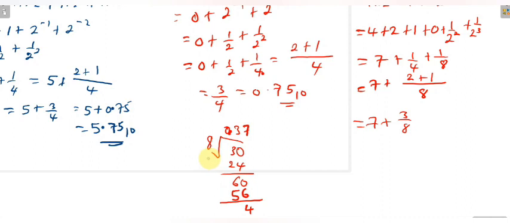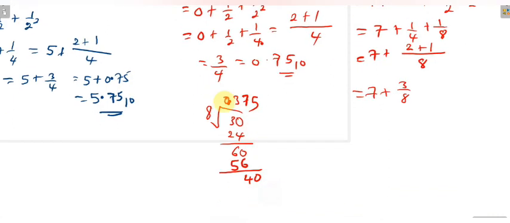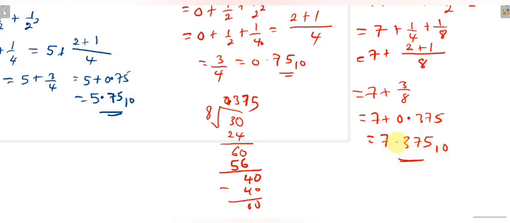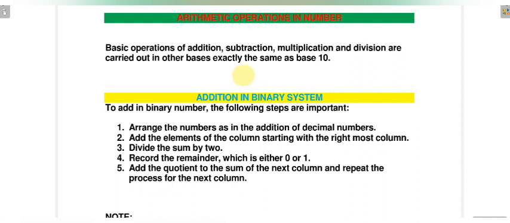4 divided by 8 is impossible, so I'll add 0. 40 divided by 8 is 5. So when I multiply 5 by 8, that gives us 40. And subtracting, we have 0. That means this is going to be equal to 7 plus 0.375. So when you add this together, that's going to give us 7.375 base 10.